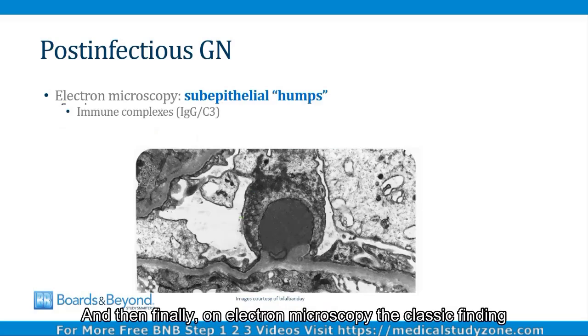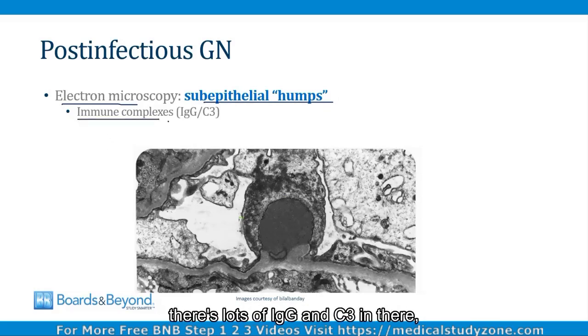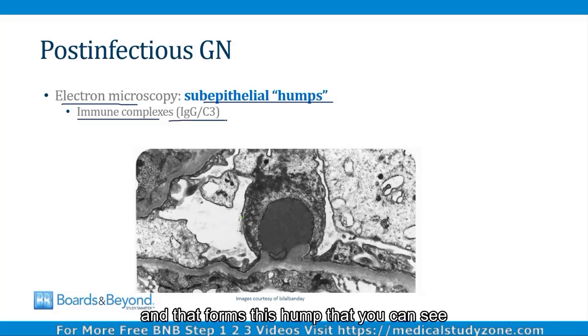And then finally, on electron microscopy, the classic finding is a subepithelial hump. This is one shown on the screen here. What this dark thing is in the middle of the picture is a collection of immune complexes. There's lots of IgG and C3 in there, and that forms this hump that you can see beneath the podocytes, the epithelial cells on the podocyte side of the basement membrane.